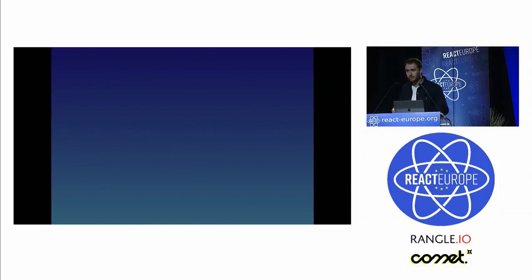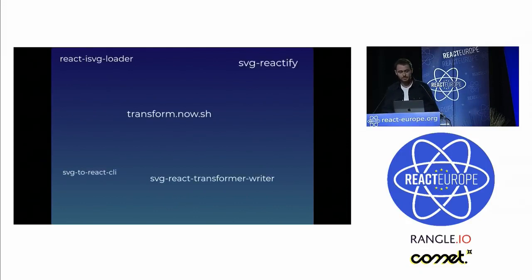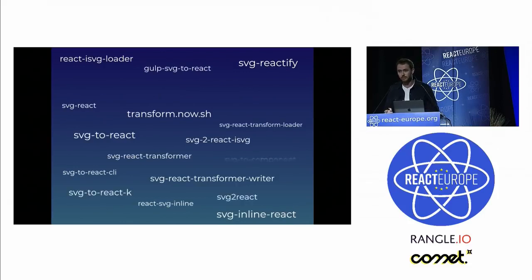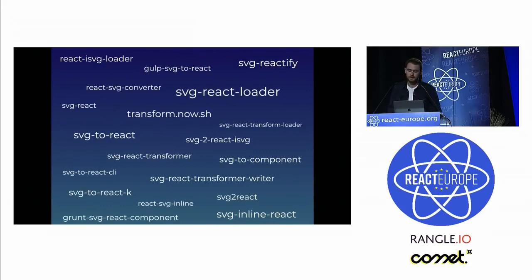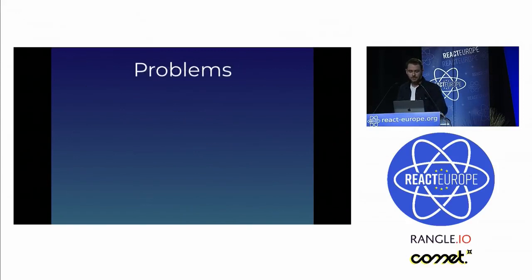I found a lot of libraries to do it, and on one hand, I realized I was not the only one facing this problem, but on the other, I was a little disappointed because none of them was completely fitting my needs. They had some problems. The first problem, they were based on regex, and transforming SVG is a complicated thing, and you can't do it properly with regex.